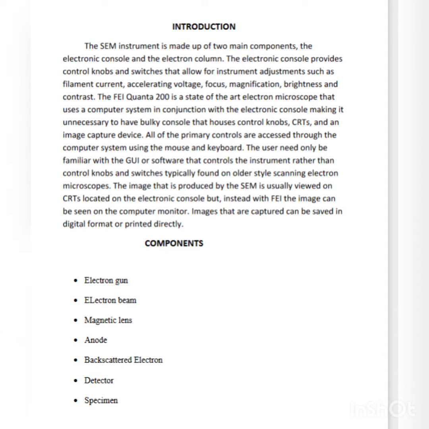The image that is produced by SEM is usually viewed on CRTs located on the electronic console, but with the FEI, the image can be seen on the computer monitor. Images that are captured can be saved in digital format or printed directly.